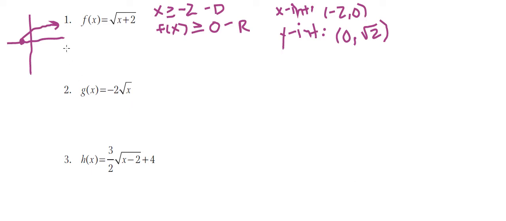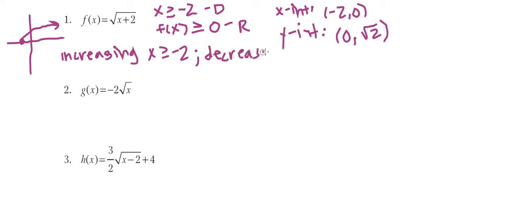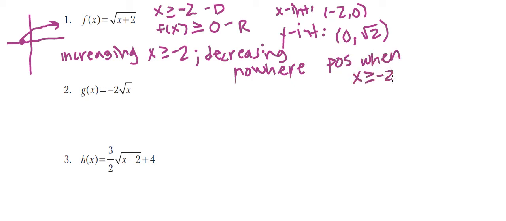So this function is increasing, and it's increasing from when x is greater than or equal to -2 onwards. That's the entire function. It is decreasing nowhere because they either always increase or decrease. So it's decreasing nowhere. And then it is positive when x is greater than or equal to -2, and it's negative nowhere.